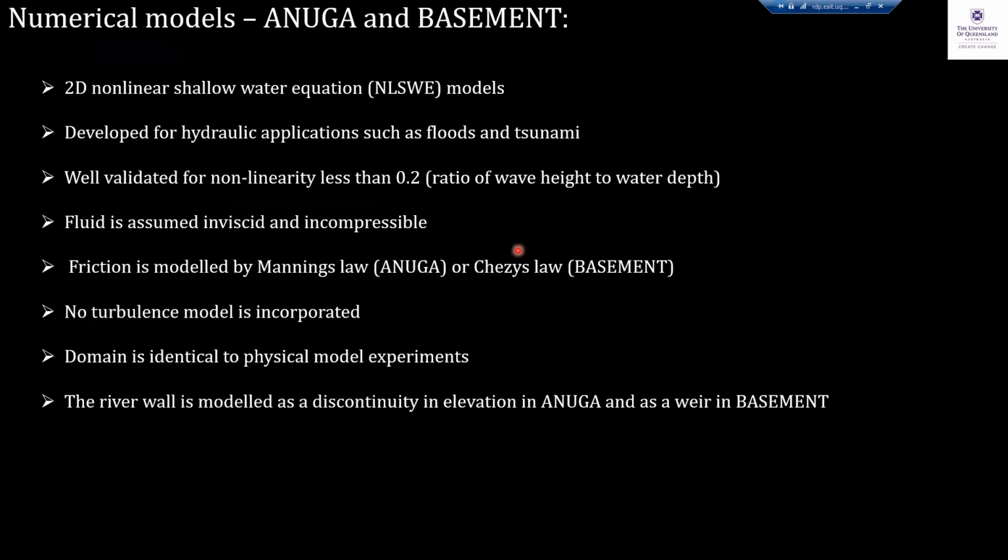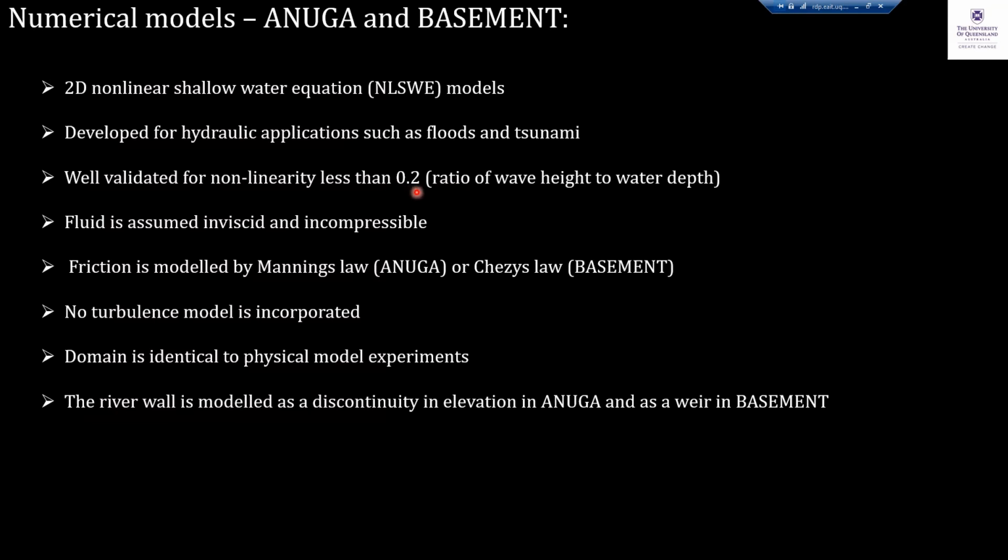And the 2 models that I used, of course, I used both 2D and 3D models, whereas here I'm just talking about 2D models. So I used 2D models, Anuga and basement. Both of them are based on shallow water equations without any turbulence. And they have some assumptions like the fluid is inviscid and incompressible. And these models are generally validated when the wave height to water depth ratio is 0.2 or less than 0.2.